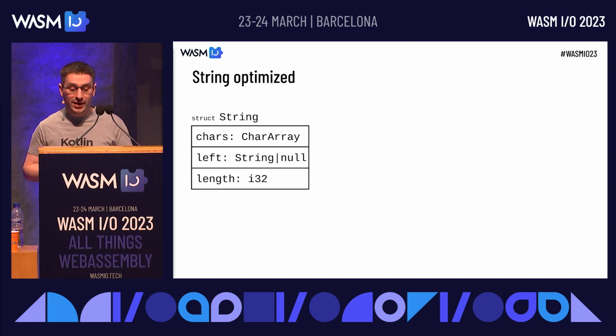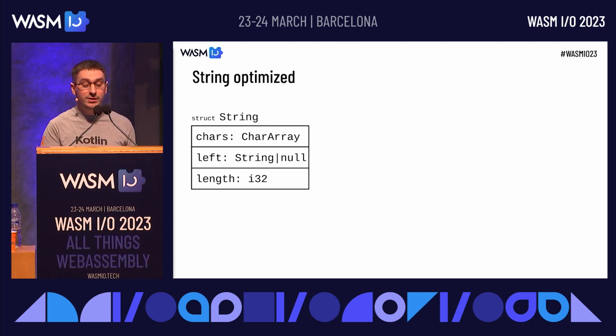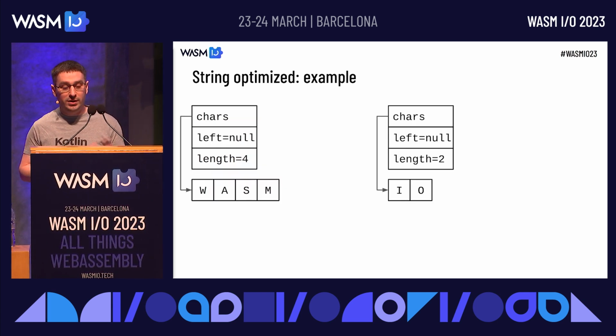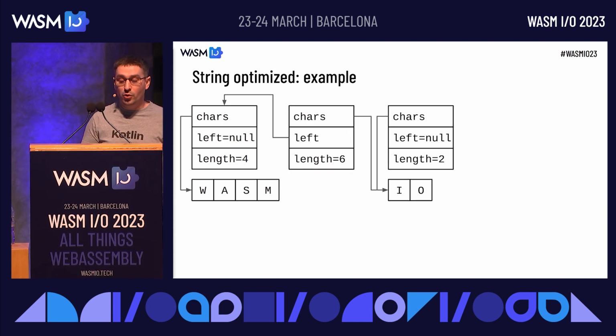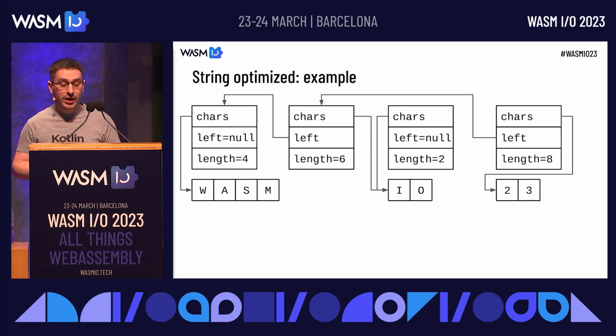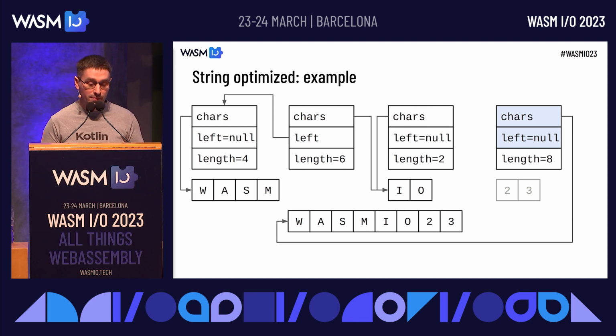So to optimize this case, we changed the string representation by adding an optional reference to a prefix and length. Assume we have 2 strings, Wasm and IO. If we concatenate them, we will get an object referring to the left string and sharing the array with the right one. It could be chained like this until we fold it. It's folded on demand on all other operations. Now it is good on concatenations.